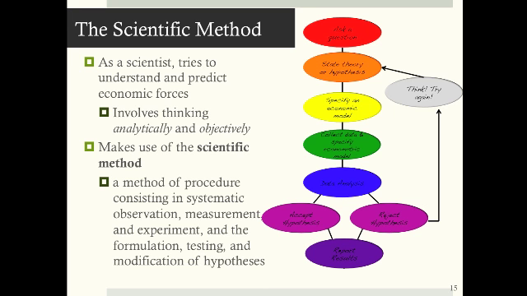A scientific method is just a method or procedure consisting in systematic observation, measurement, and experiment, and the formulation, testing, and modification of hypotheses. So here's a graph of the scientific method, and sometimes if you Google scientific method, graphs will look different. There are different steps, maybe in different orders. This one makes the most sense to me. So let's just go through it very, very briefly.